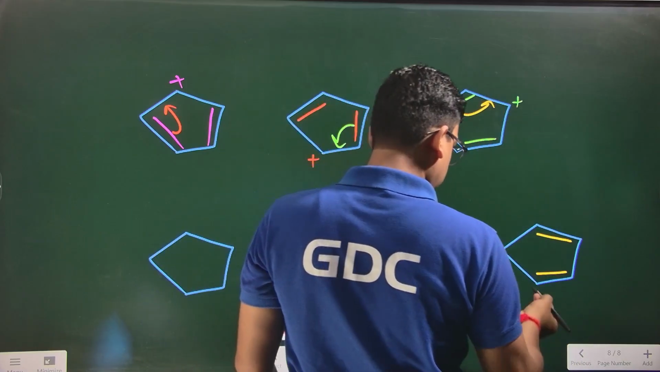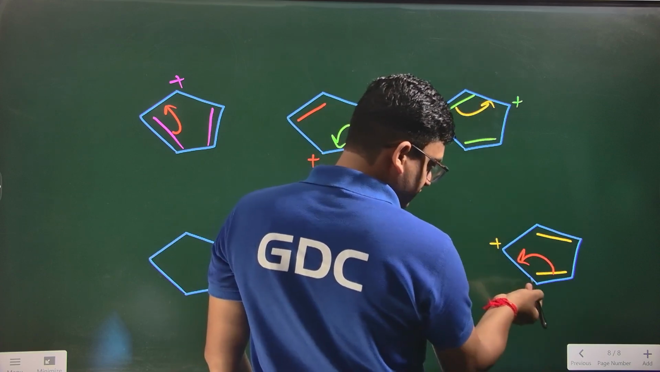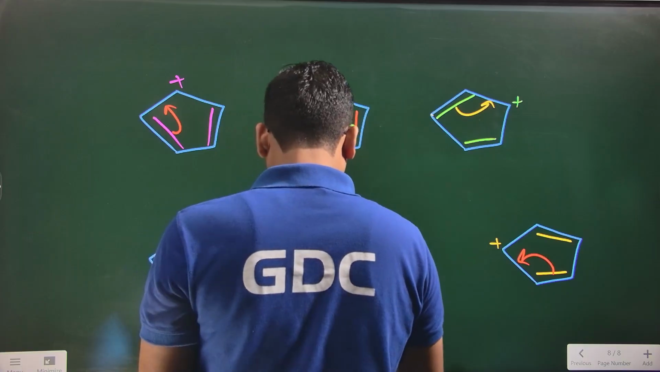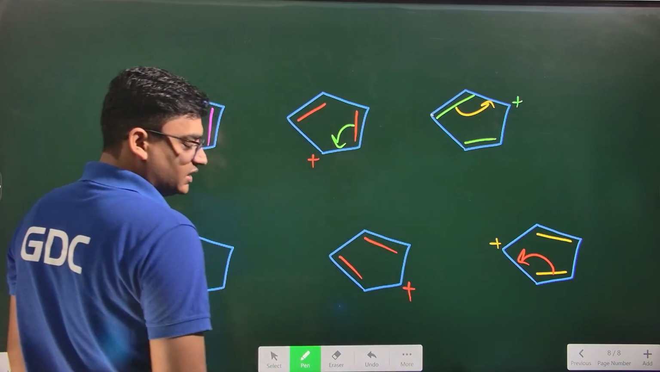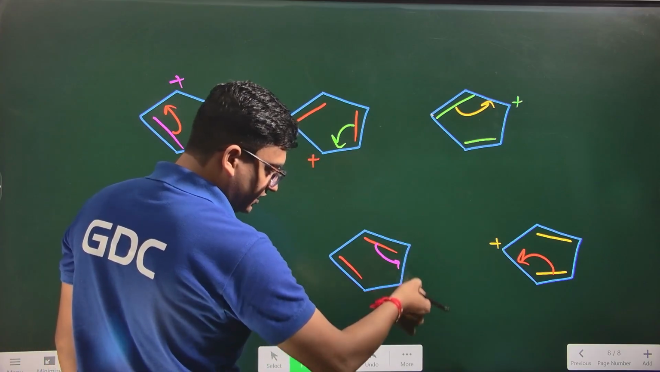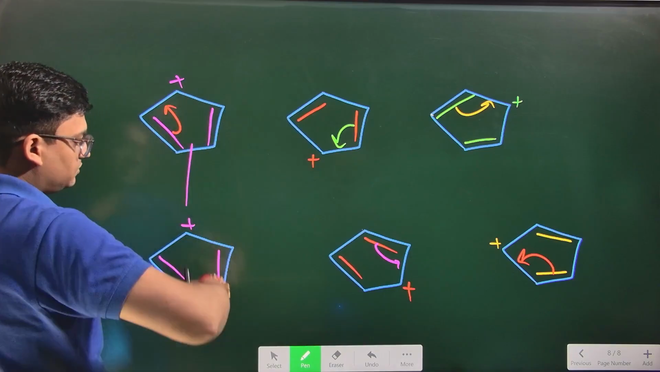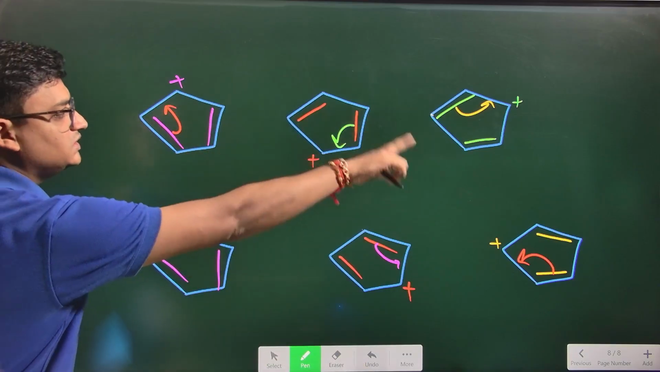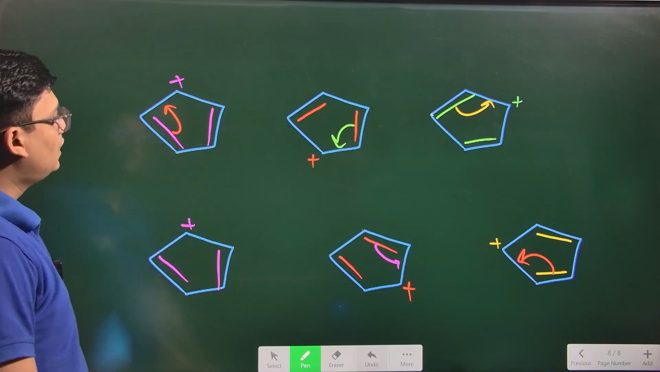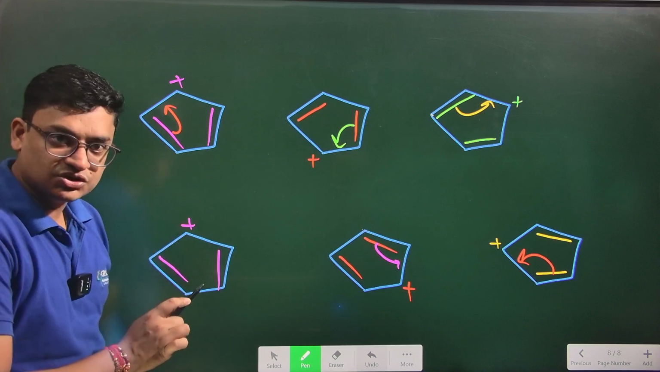Again, this will move to this position, making a pi bond here and a positive charge on this one. Again, this shifts to this position, making a pi bond here and a positive charge on this side. All these are canonical structures, that is, resonating structures. Now we can see that we have complete conjugation of electrons here.